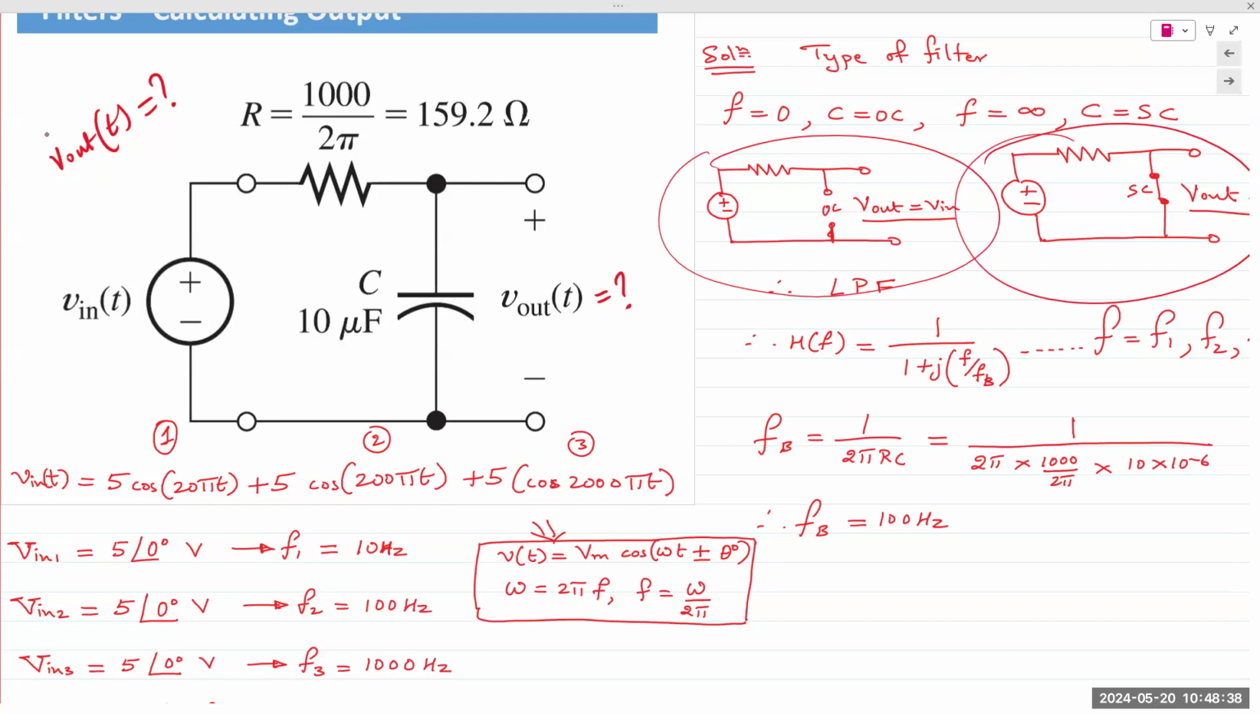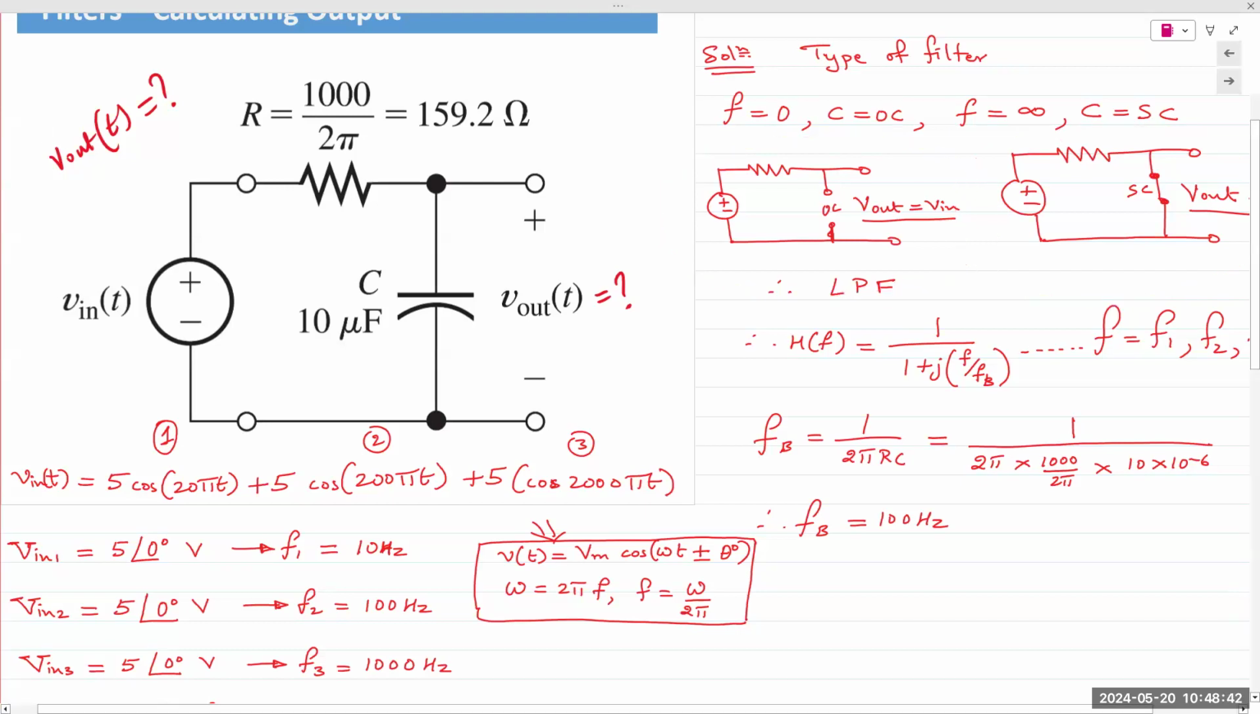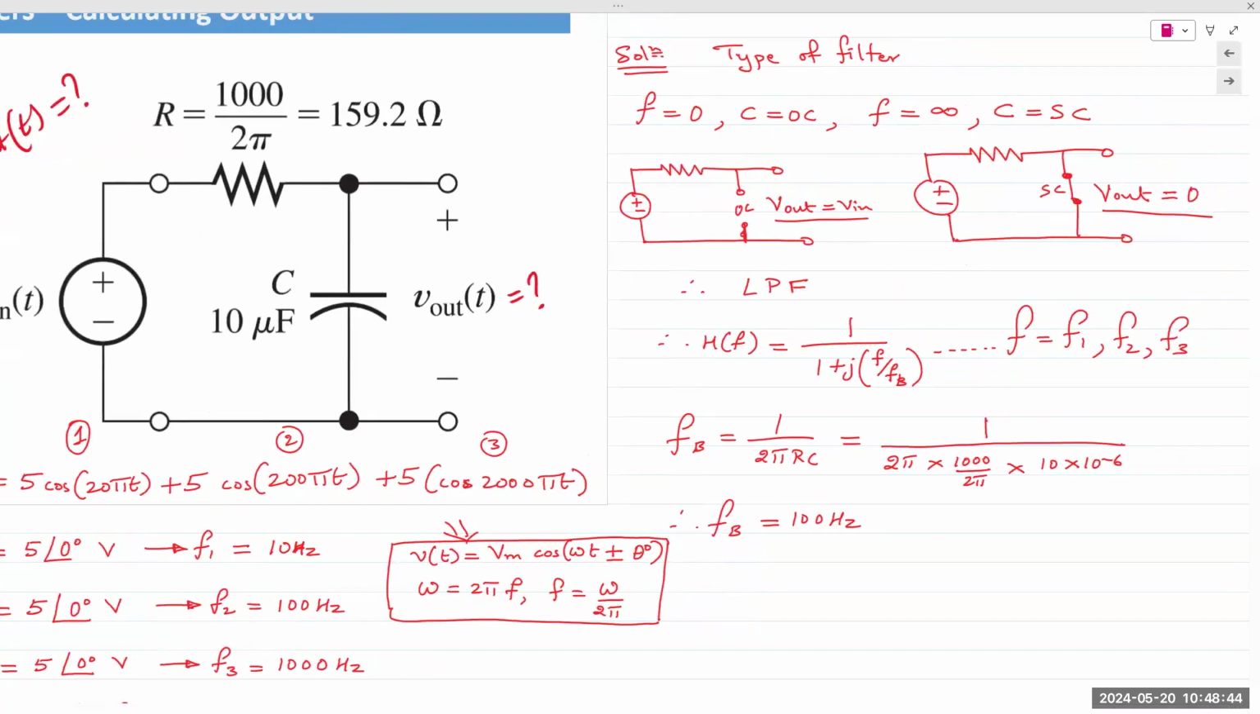Then we can see at high frequencies, the capacitor behaves like a short circuit. Hence, V out goes to 0. At low frequencies, the capacitor behaves like an open circuit, so whatever we give at the input, we obtain at the output. So at low frequencies we obtain output; at high frequencies, no output, 0. Hence, it is a low pass filter.